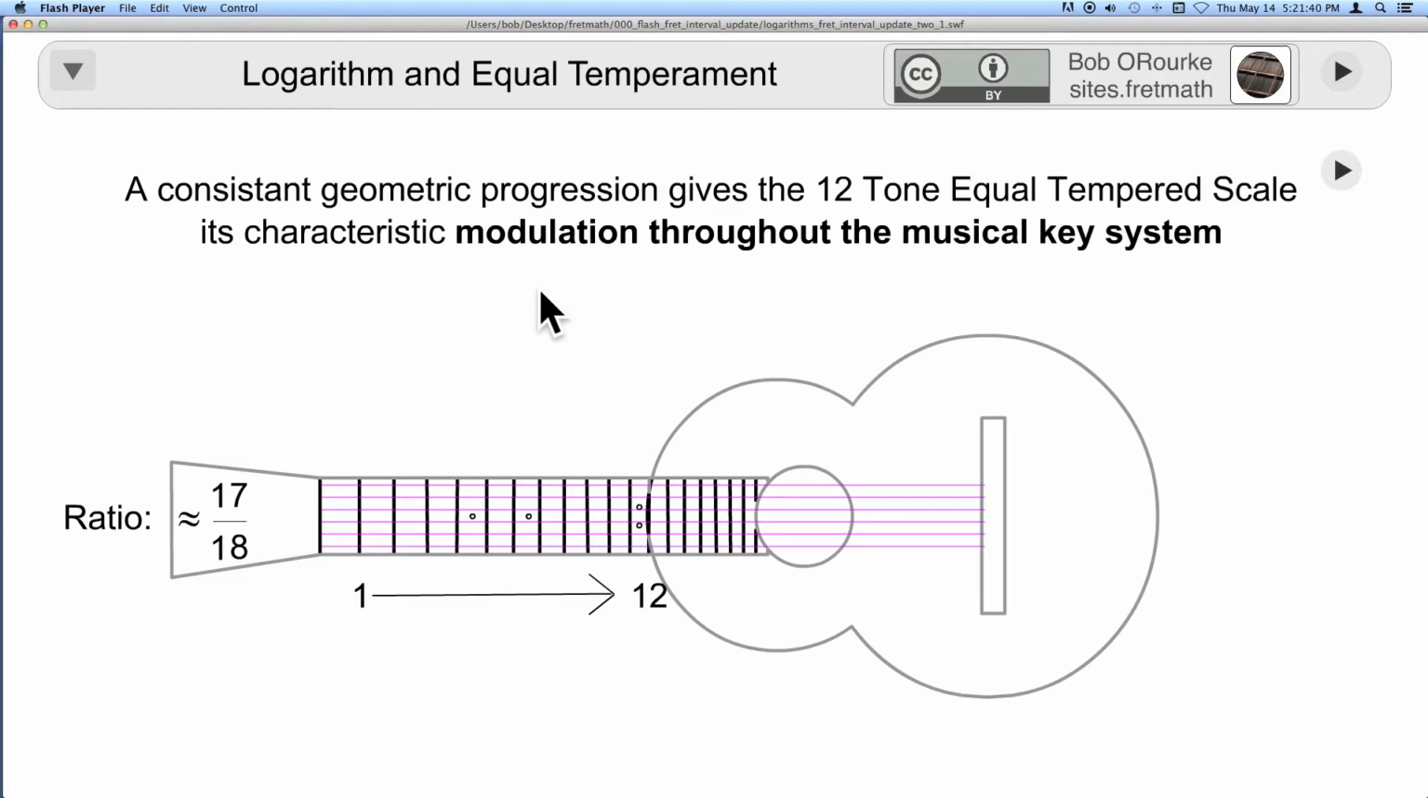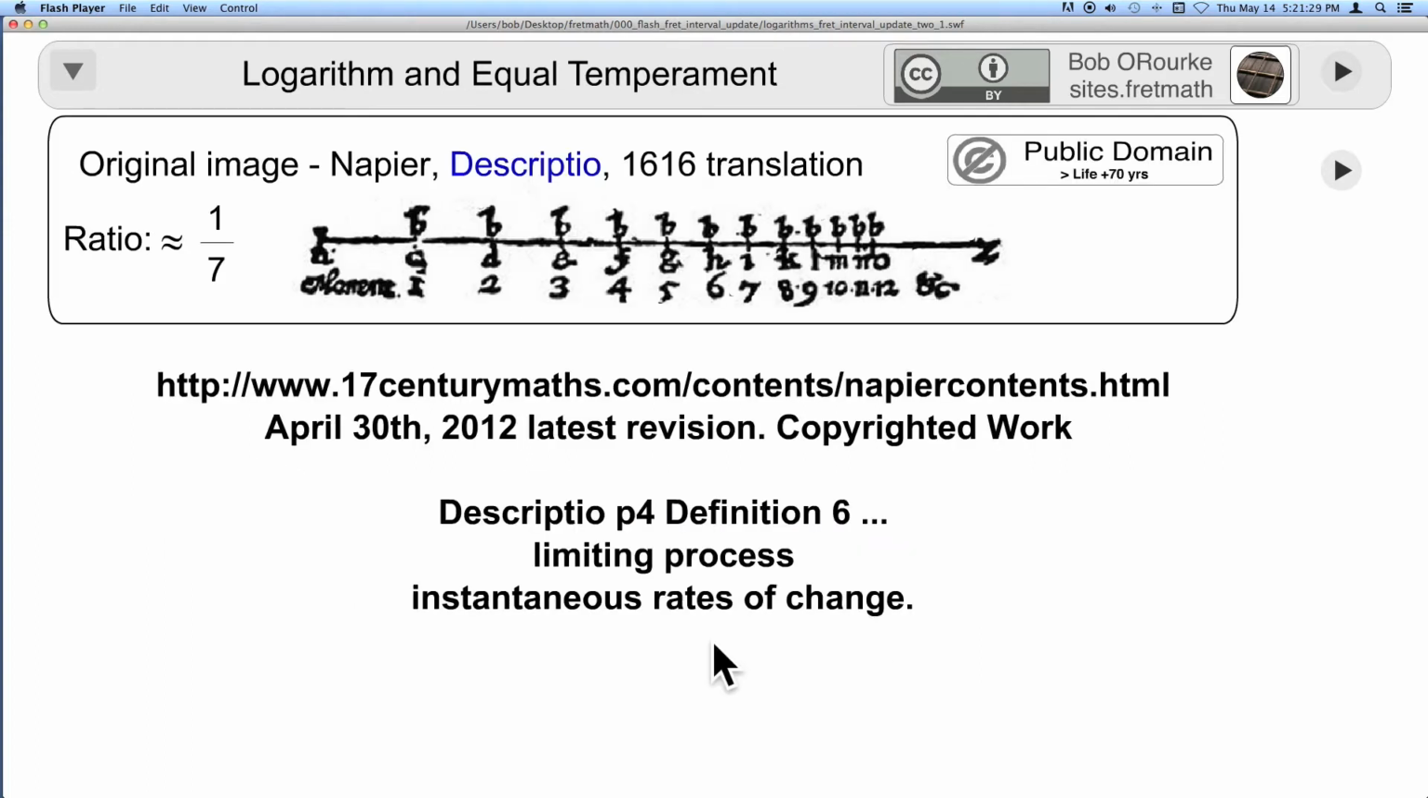For the guitarist and keyboardist, this kind of constant geometric progression allows you to modulate throughout the key system using the same ratio. Every key is related, every fret related to every other one by that ratio. And a connection with calculus can be discovered from this comment by Dr. Ian Bruce over there at 17thCenturyMaths.com. It's a more modern translation. I have a little bit more that'll show up later.